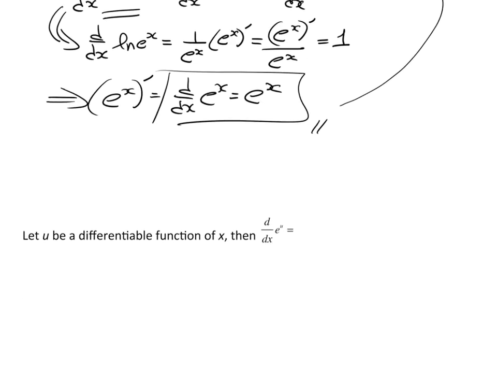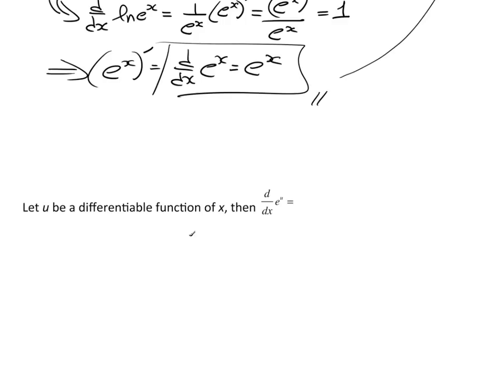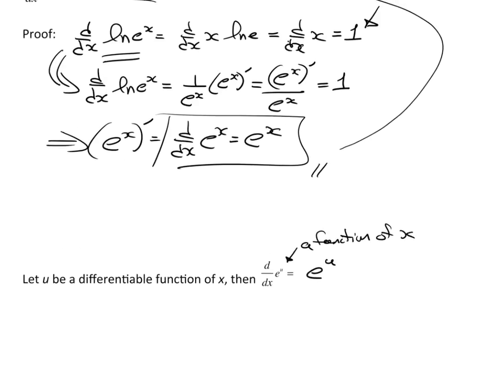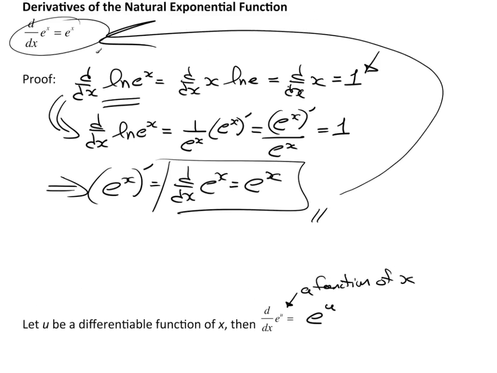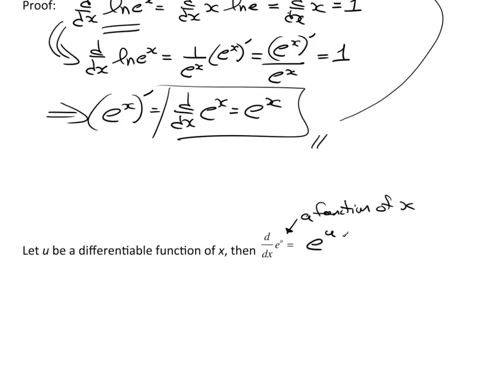Now, if I have e to the u, where u is some differentiable function of x, then the derivative is slightly different because I need to apply the chain rule. So d dx of e to the u, where u is a differentiable function of x, is going to be e to the u, because we know that's true from up here, right? But applying the chain rule, it's going to be e to the u times u prime.